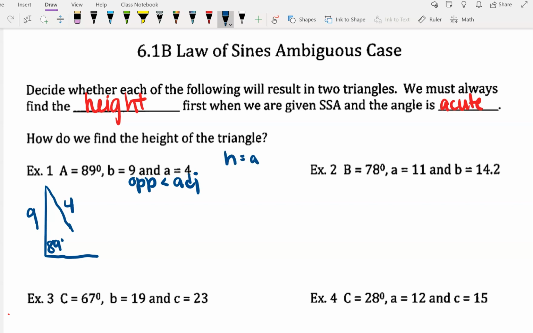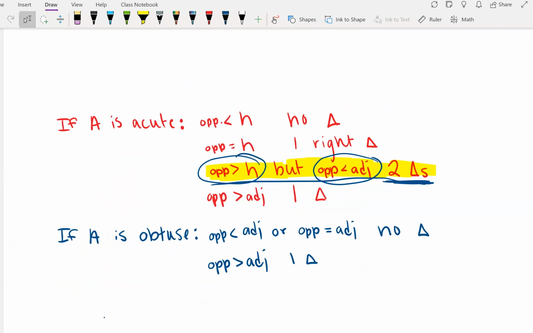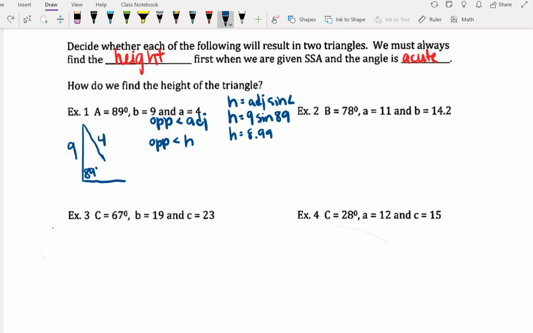So height is going to be adjacent times sine of the angle. Adjacent is 9, sine of the angle, which is 89. So we'll type that into our calculator. 9 sine 89 gives me that the height is going to be 8.99. So the opposite is less than the height as well. And if we look at our list, if the opposite is less than the height, we have no triangle at all. So that's our answer for that one.